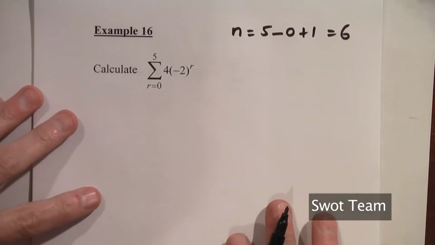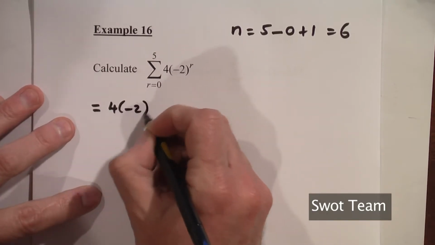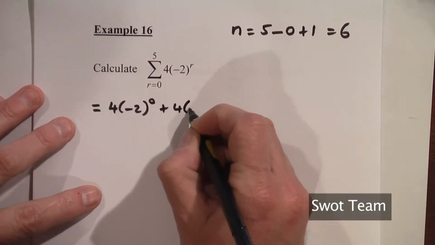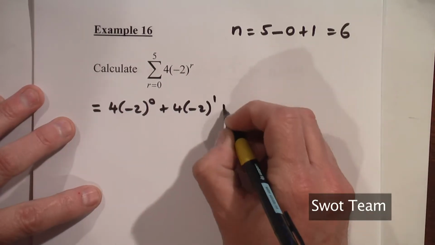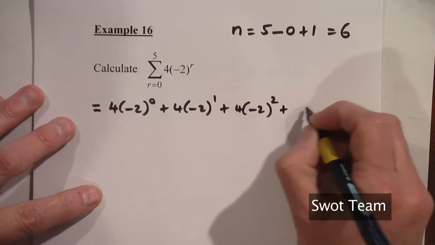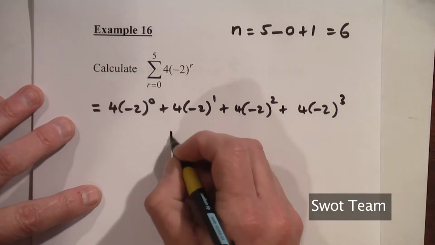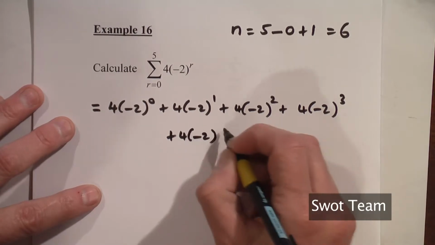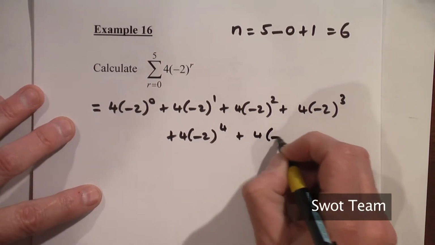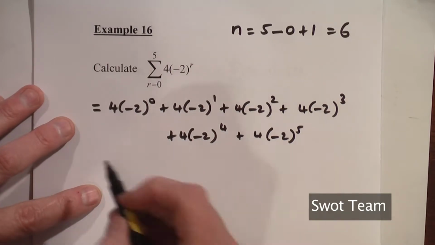Okay, let's expand this and see what we get. So it's 4 times minus 2 to the 0, plus 4 times minus 2 to the 1, plus 4 times minus 2 squared, and this goes all the way up to 4 times minus 2 to the 5. Now look at this, there's 1, 2, 3, 4, 5, 6 terms.